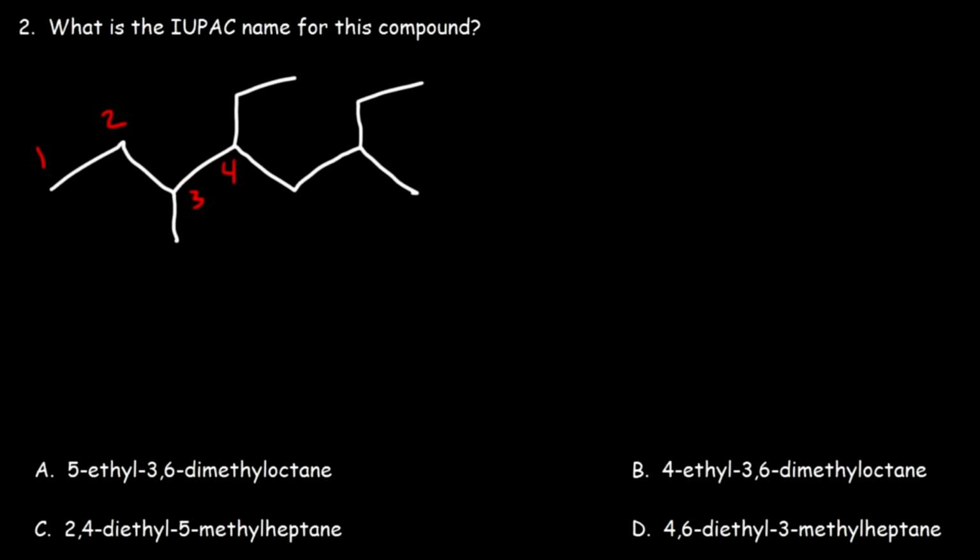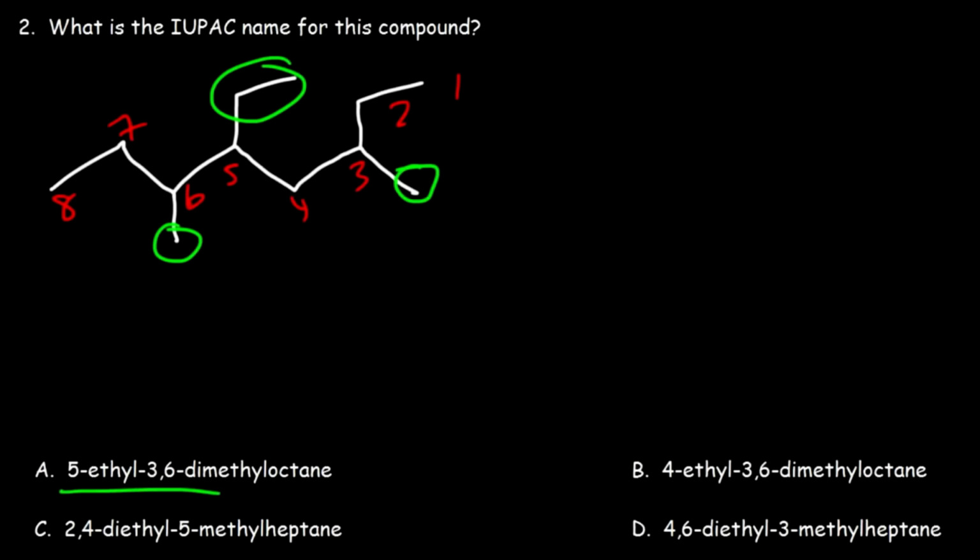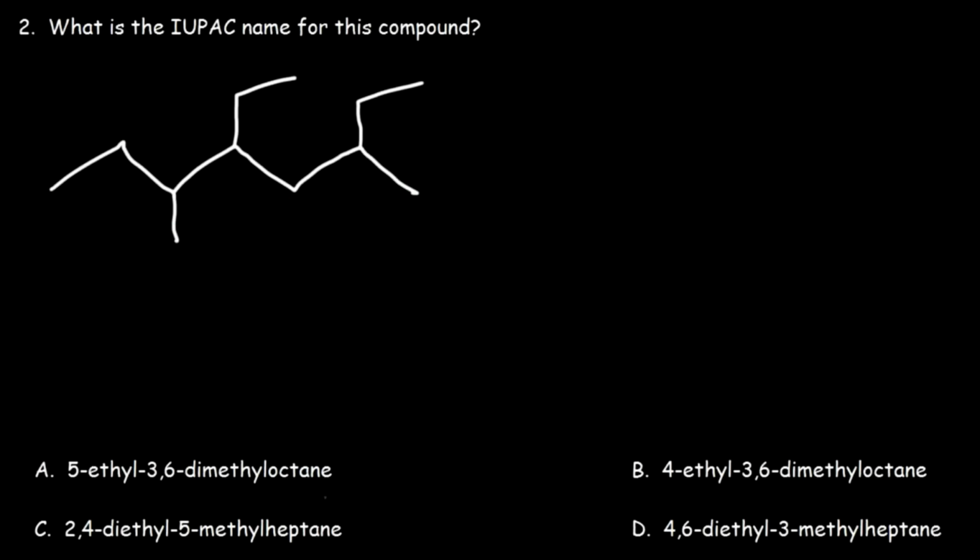Now, if we count it the other way, notice that we still have a methyl on 3 and 6, but we have an ethyl on 5, which correlates to answer choice A. So do we want the ethyl to be on 4 or on 5? You want to count it in such a way that the substituents have lower numbers. So therefore B is the right answer. So you want to count it in this direction.